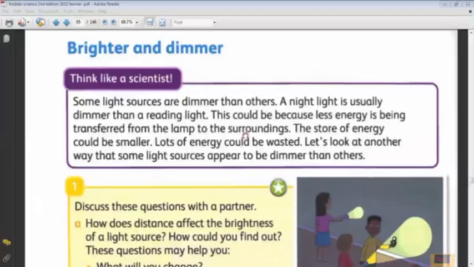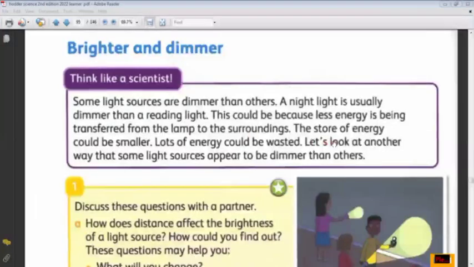Okay? We can see it when the flashlight's batteries begin to run out. So the light will be dim. The light starts to be dim and it's still dim until the batteries run out and then it turns off.